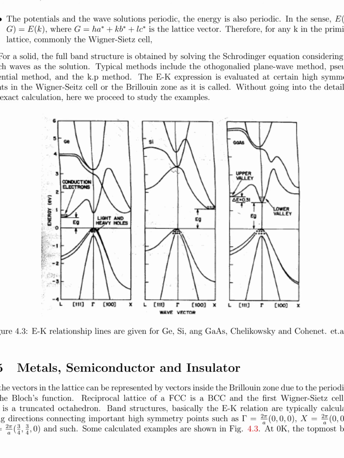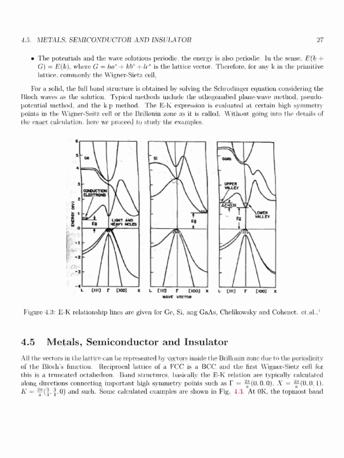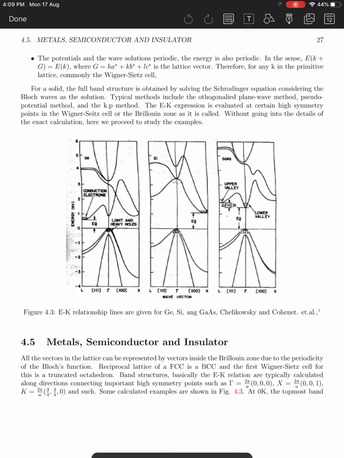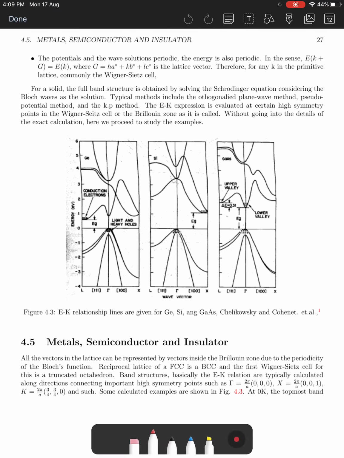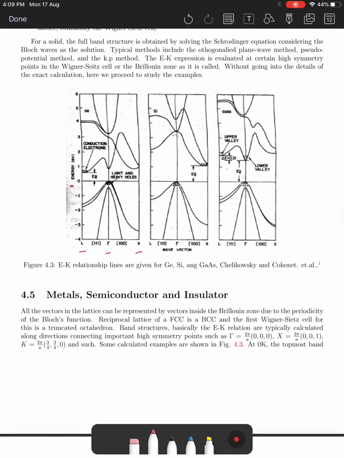The y axis is simple. The y axis is simply the energy, which is very similar to what we saw before. And the x axis has these weird labels, right? So this L, gamma, and X, all these things are called the high symmetry points. So we take the Brillouin zone. The Brillouin zone has certain high symmetry points. They are defined in 3 dimensions like this.